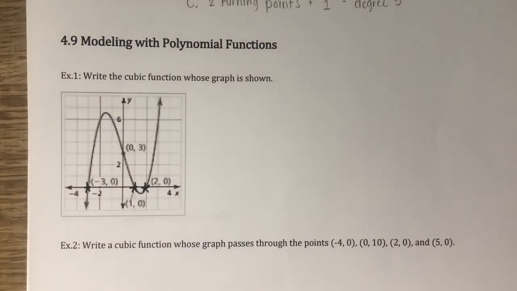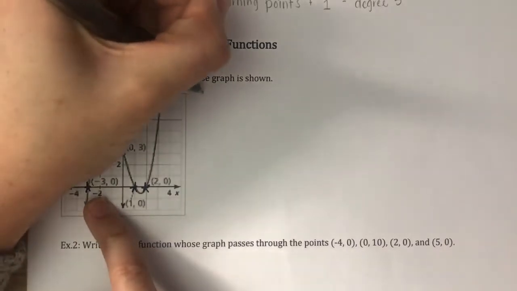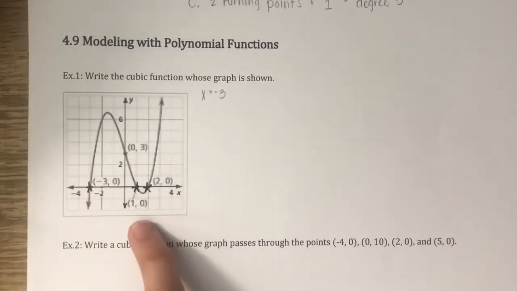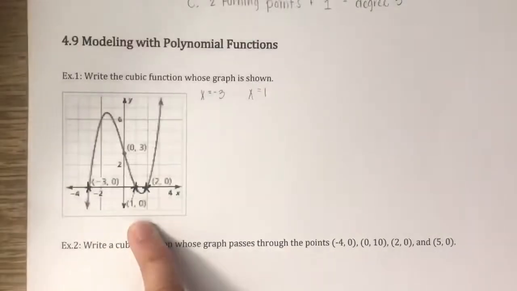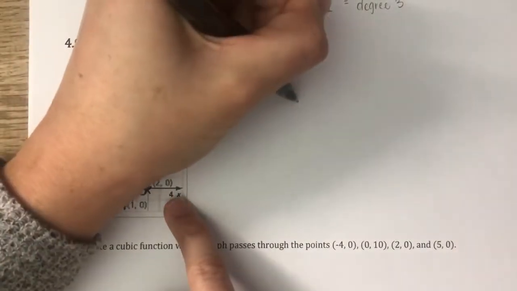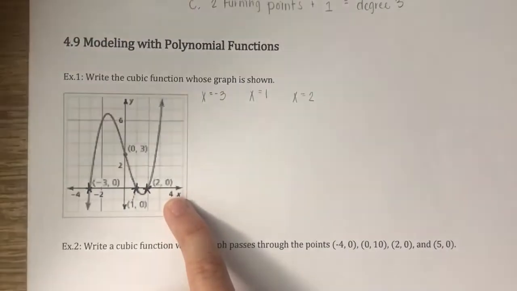If I have an x-intercept at (-3, 0), that means I have a solution at x equals -3. If I have an x-intercept at (1, 0), that means I have a solution at x equals 1. And if I have an x-intercept at (2, 0), I have a solution at x equals 2. So I can work backwards to try to find those factors that create those solutions.